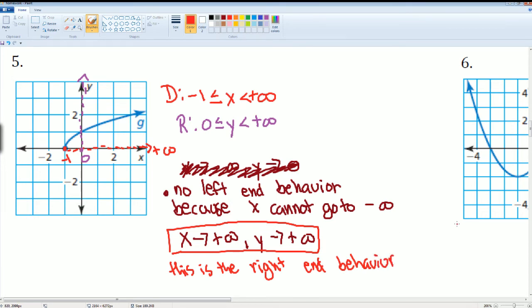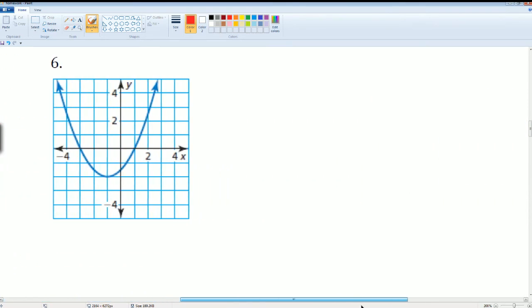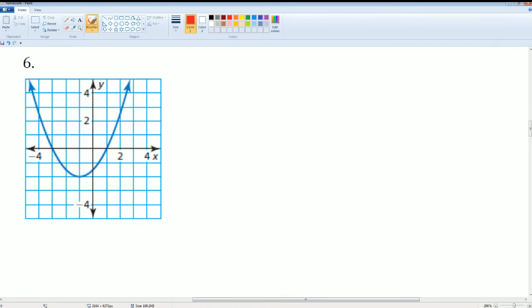Okay? You're not going to see something like this on the district test, but I want you to see this does exist and you can do this. You apply the same rule as what we do. All right, you will see something like 6. A parabola is fair game on the district as well as on the state testing.